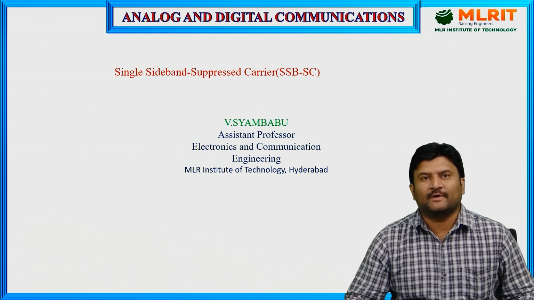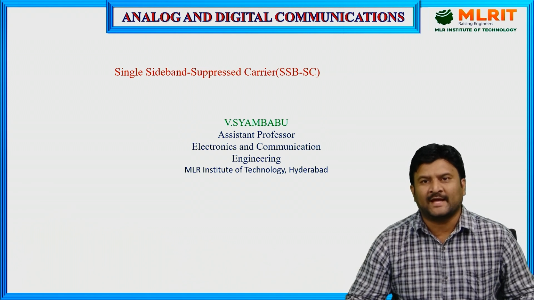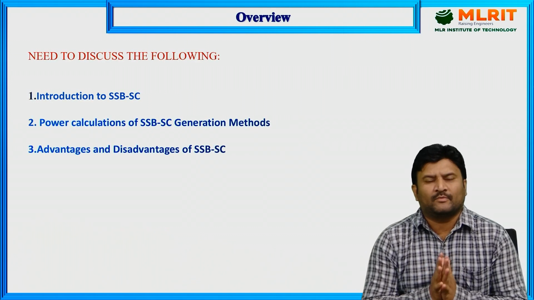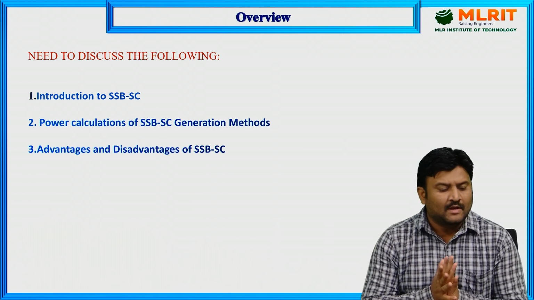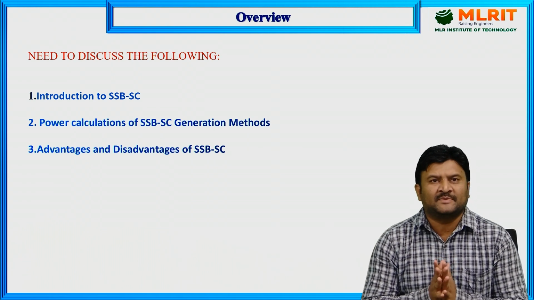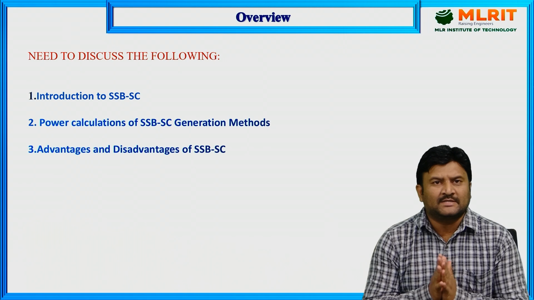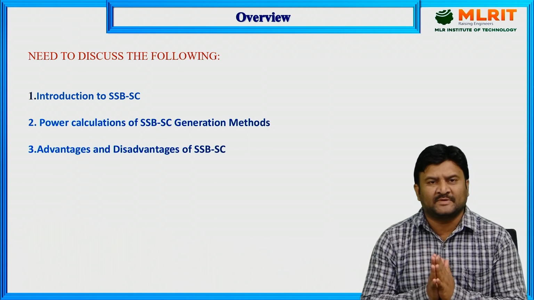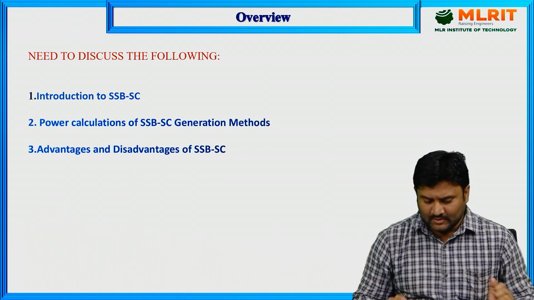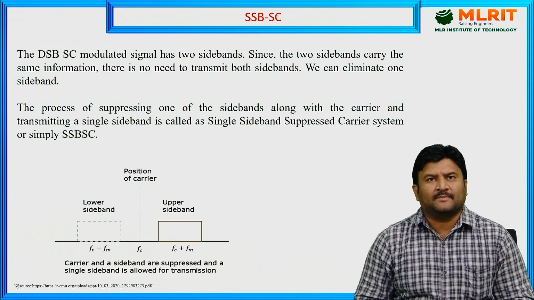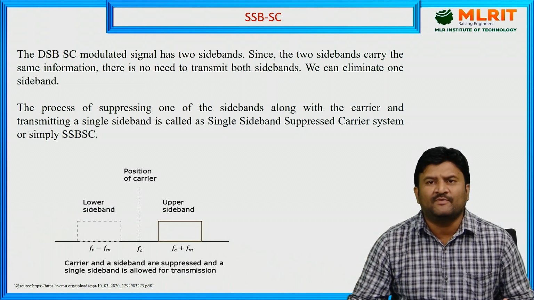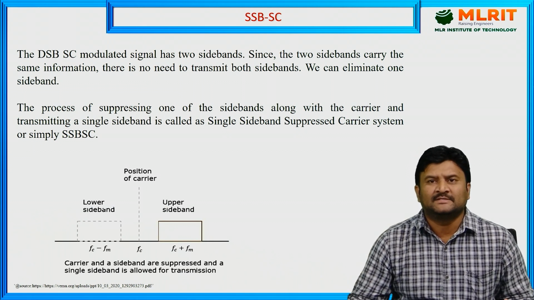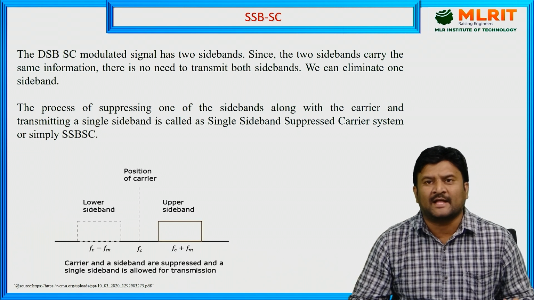Today we are going to discuss single sideband suppressed carrier. In this topic we have to discuss the introduction to SSB-SC, power calculations of SSB-SC, and advantages and disadvantages of SSB-SC. So let's go step by step. First of all, what is SSB-SC? The full form of SSB-SC is Single Sideband Suppressed Carrier.